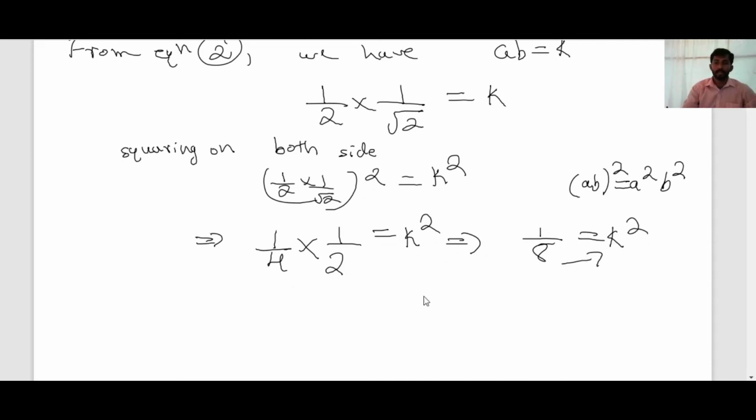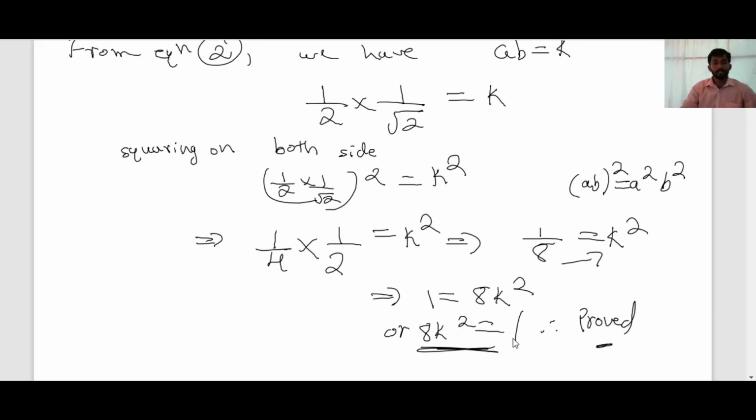Take 8 to the right hand side. This implies 1 is equal to 8k square, or 8k square is equal to 1. This is the result. Therefore the result is proved. Here we proved the result in the reverse way. The given question is that the curves cut at right angles only when 8k square equals 1. We proved that result in reverse: you assume that the curves cut at right angles, then you prove 8k square equals 1. The result remains the same.